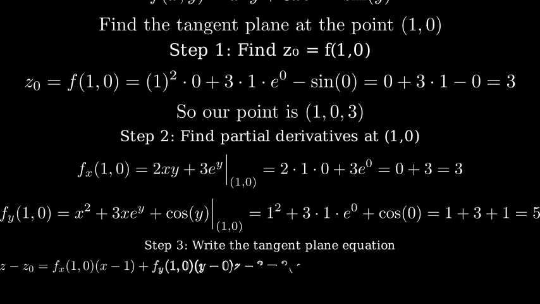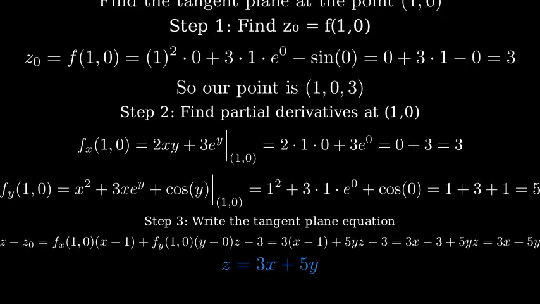Step 3. Using the formula for the tangent plane, we have z minus 3 equals 3 times (x minus 1) plus 5 times (y minus 0), which simplifies to z minus 3 equals 3x minus 3 plus 5y, or z equals 3x plus 5y. This is the equation of our tangent plane at the point (1, 0, 3) on the surface. Finally, let's discuss the chain rule for multivariable functions.